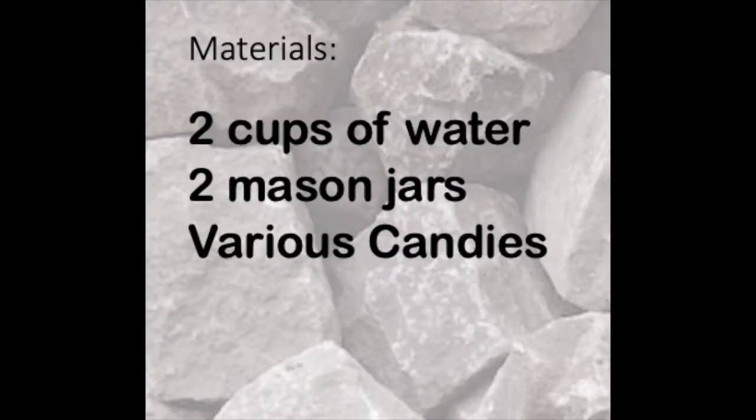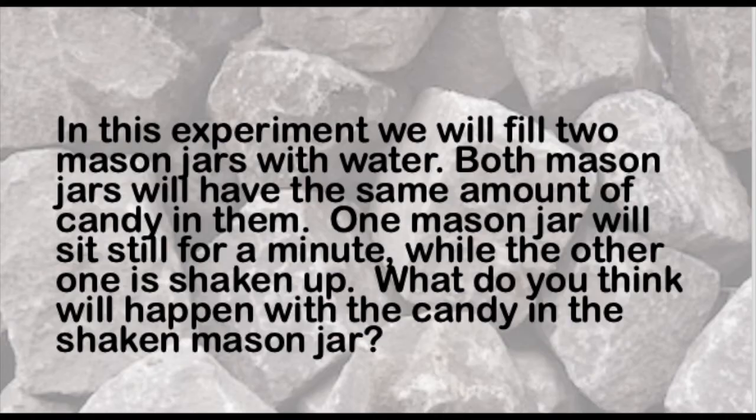The materials you'll need for this experiment are 2 cups of water, 2 mason jars, and various different candies. In this experiment, we will fill 2 mason jars with water. Both mason jars will have the same amount of candy in them. One mason jar will sit still for a minute, while the other one is shaken up for a minute. What do you think will happen with the candy that's in the shaken mason jar?